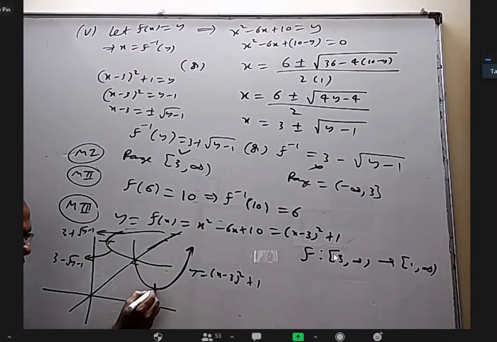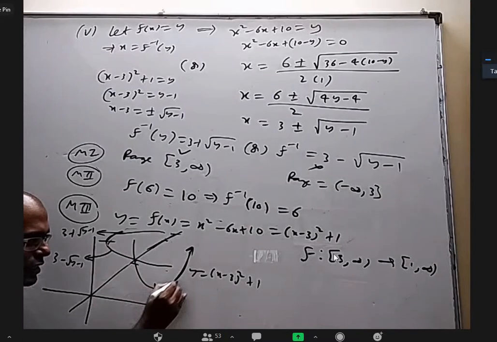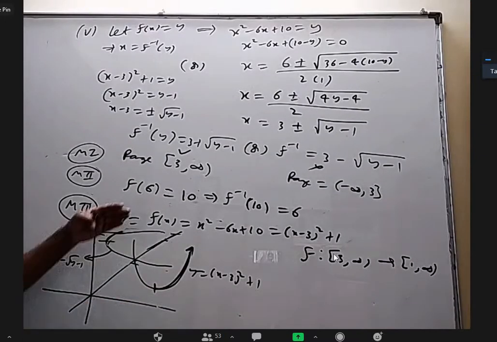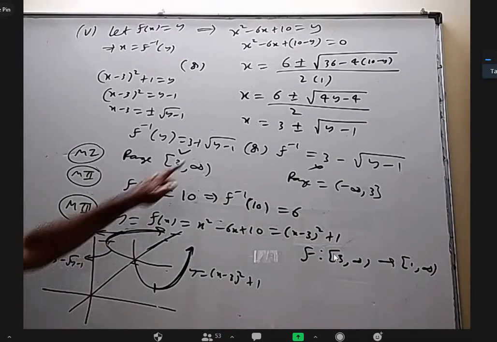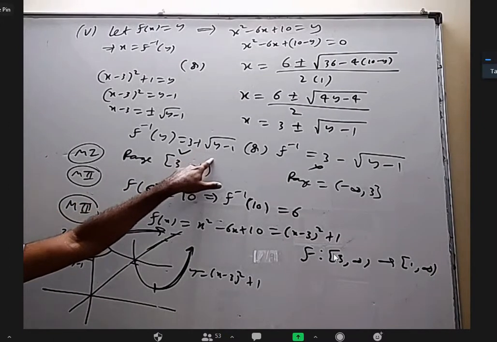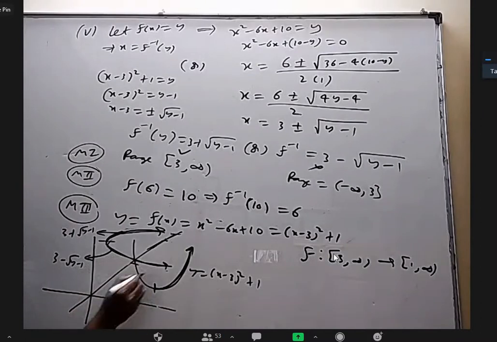And our original question is not this full parabola, only this piece, and the mirror image of that piece is only this piece, not the down one. That's why we take 3 plus root y minus 1. And this is the mirror image of this piece.